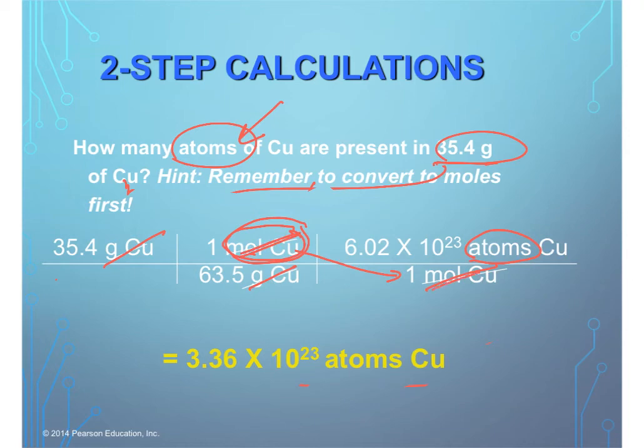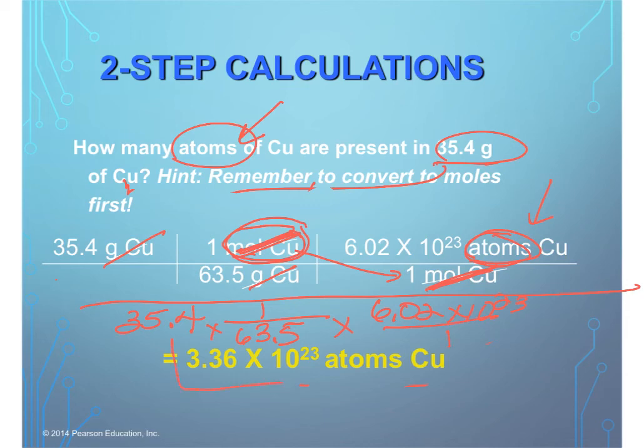Now we're trying to get rid of moles, so moles has to be in the bottom. The units we're trying to get to need to be on top, in this case atoms. So you can do it as one long run-on, where you would get 35.4 divided by 63.5 and then times 6.02 times 10 to the 23rd.